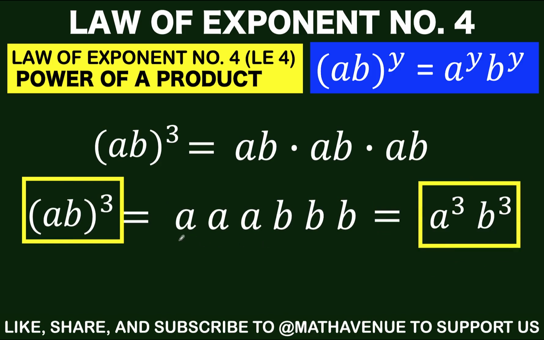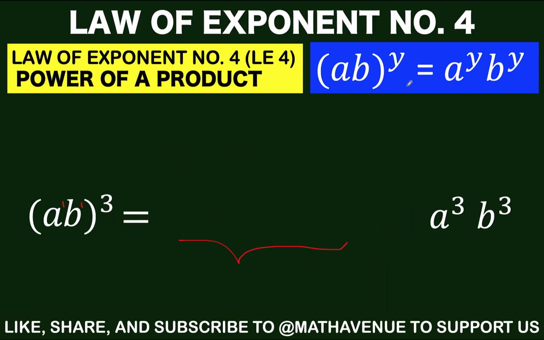So if we don't want to go to this trouble of expanding this exponential number, how can we arrive at this answer by just looking at this given? That's easy. There's an exponent 1 here, there's an exponent 1 here. You just copy the base and multiply this 1 times 3 to get this 3. The same explanation for b to the third. And that is the direct application of this law of exponent number 4.